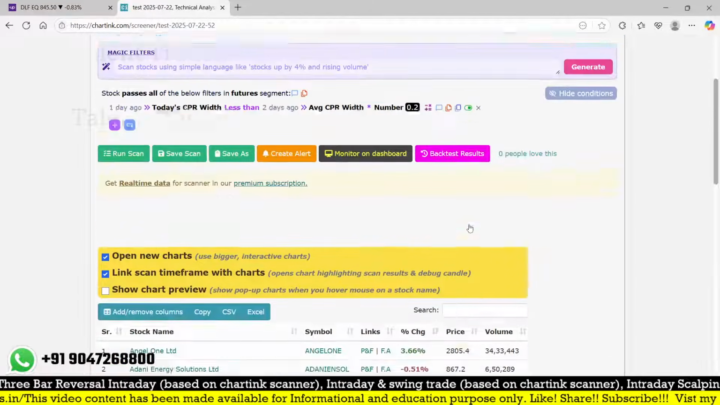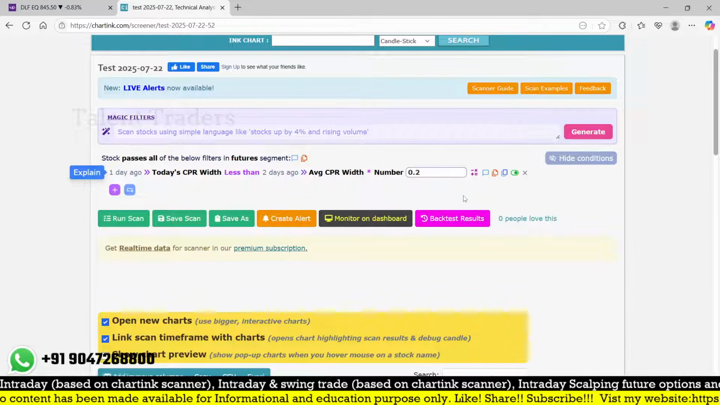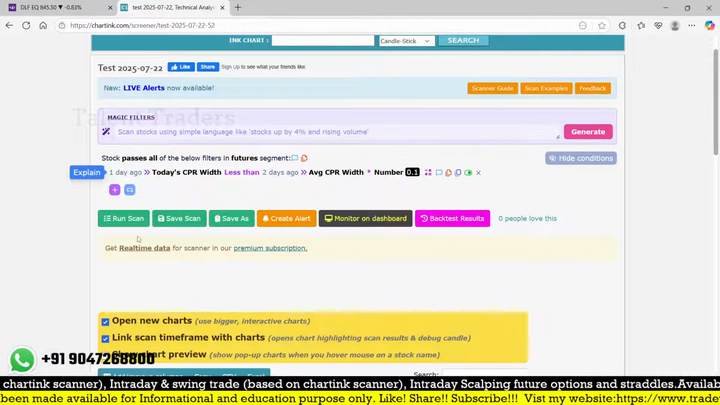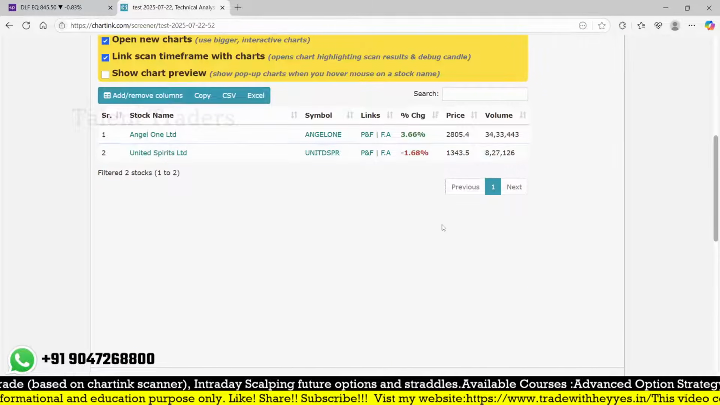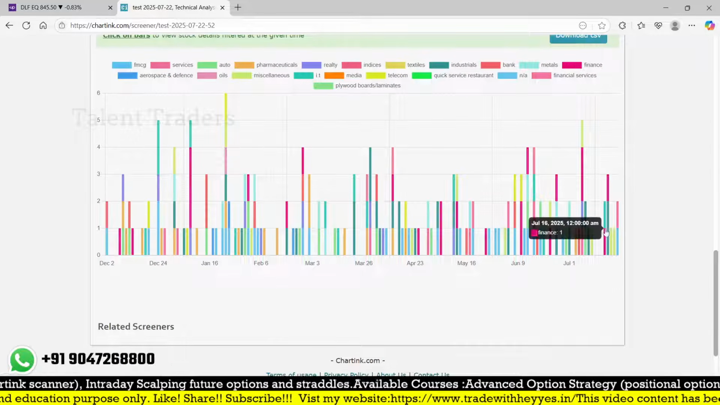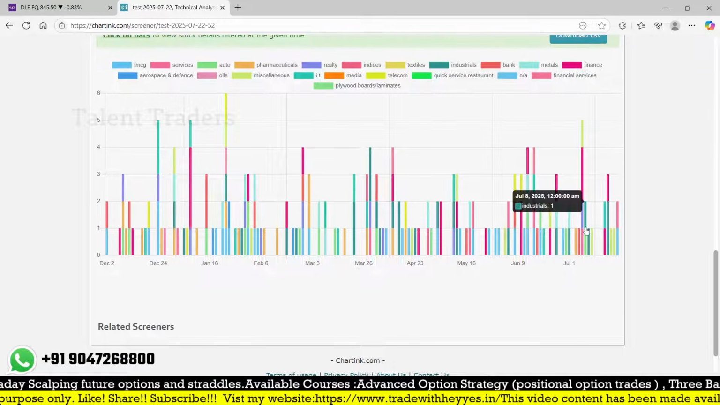And if you use even, you can reduce it to 0.1. So very close level. Okay, so only 2 stocks today. Previously we had many stocks, and randomly we can check the same 11th.